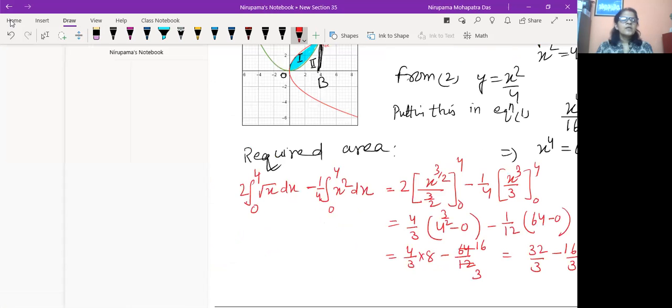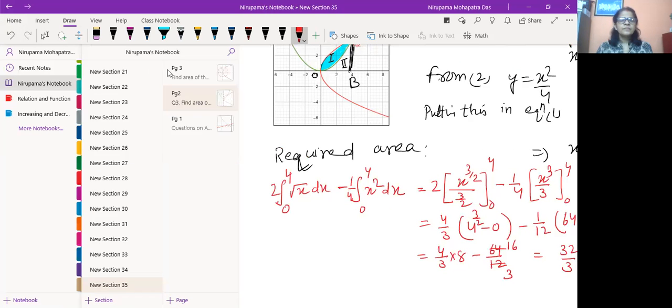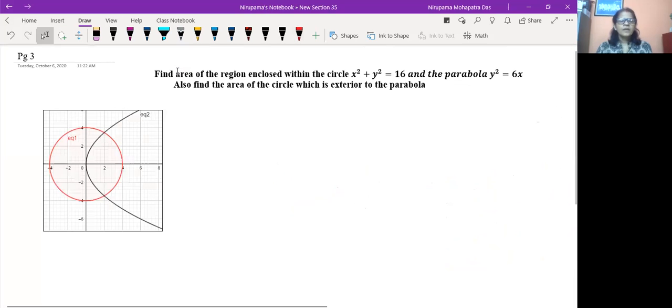Okay, now our last question, this is our question number 4, right? Find the area of the region enclosed within the circle x square plus y square equal to 16 and the parabola y square equal to 6x. Also find the area of the circle which is exterior to the parabola. Okay, so let's find the interior region first.